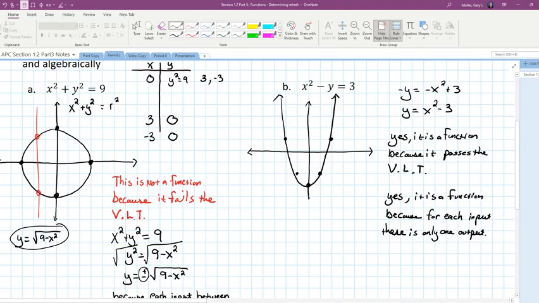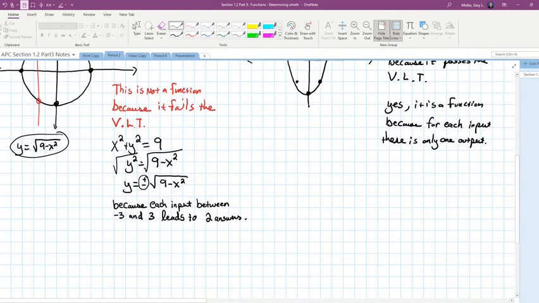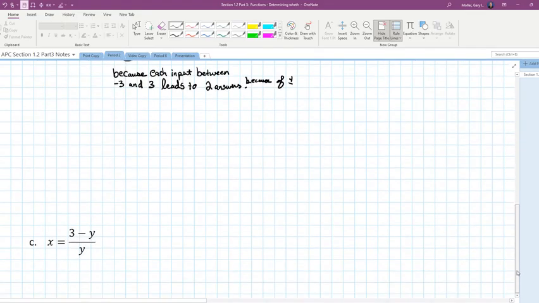Okay, sounds good. Looking back and thinking about justifying number one, you might want to say because each input between -3 and 3 has two answers, and you might even say, because of the positive and negative of it. Anyway, just to be fully answered.